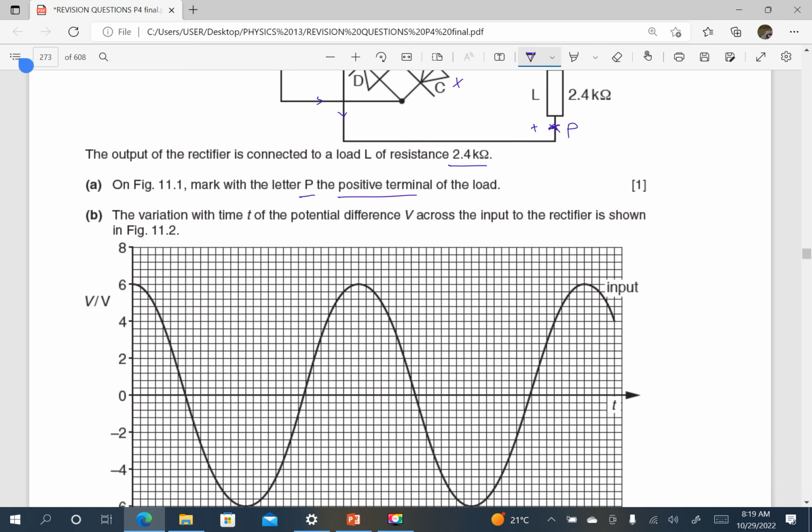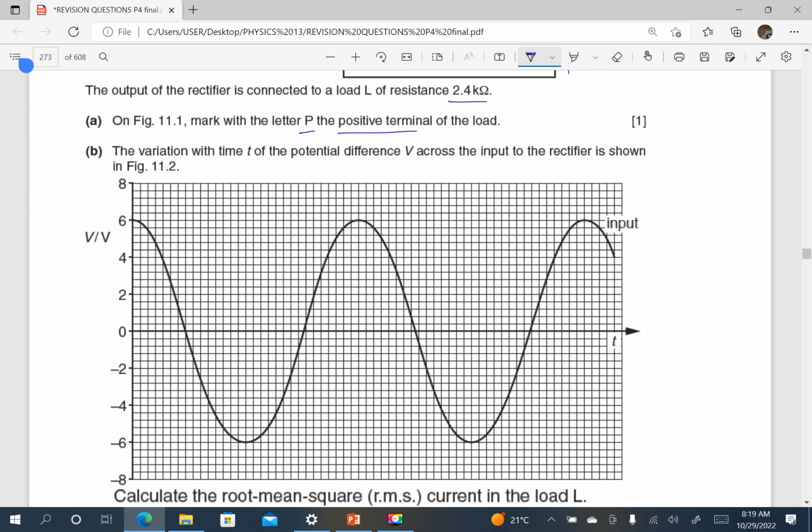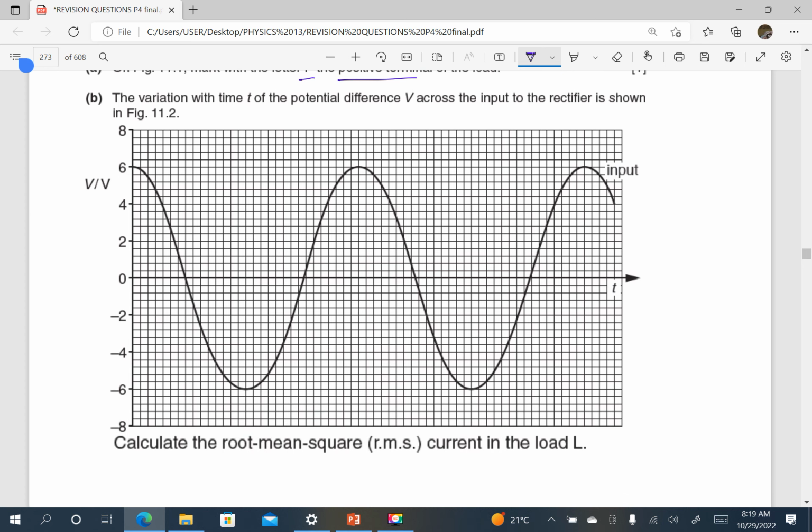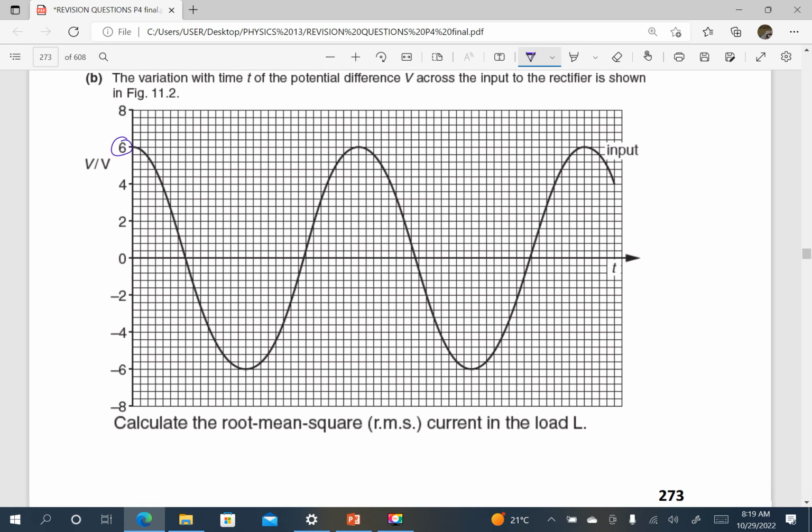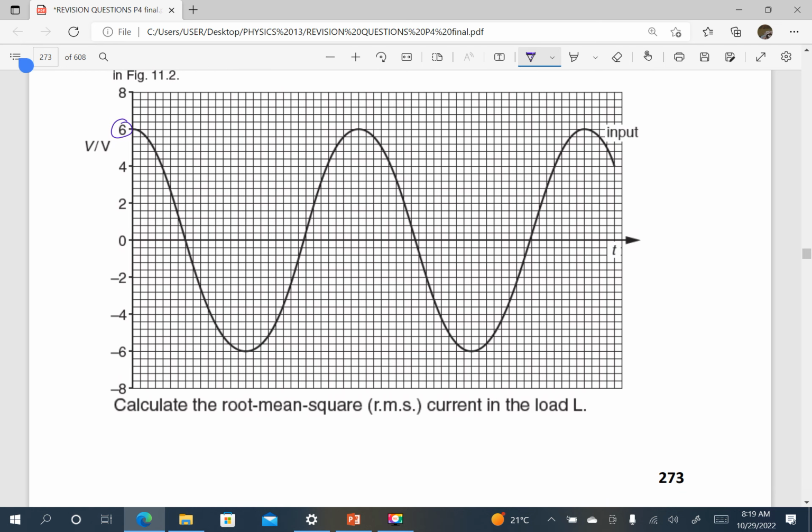The variation with time t of the potential V across the input to the rectifier is shown here, as you can see. That is the variation. You see that the peak is 6. The maximum is 6. That is the peak voltage. Calculate the root mean square current.